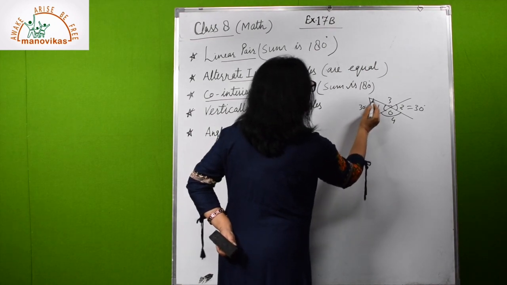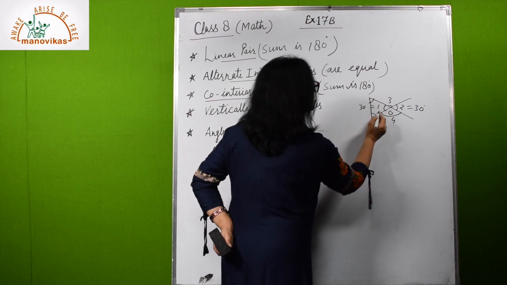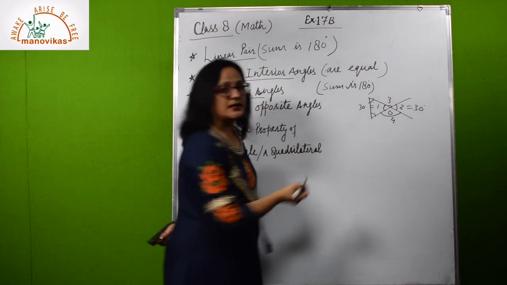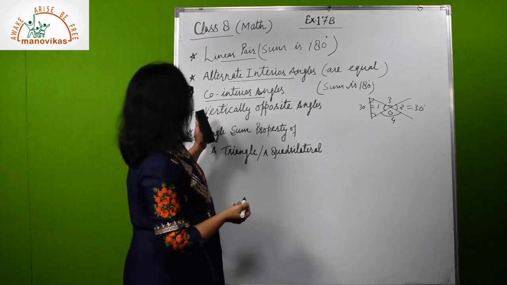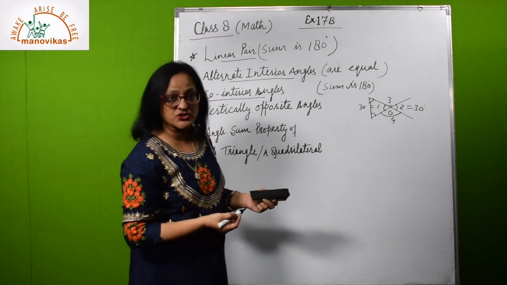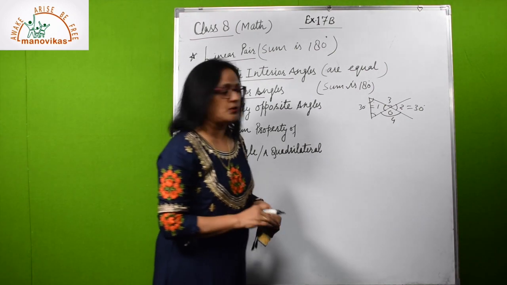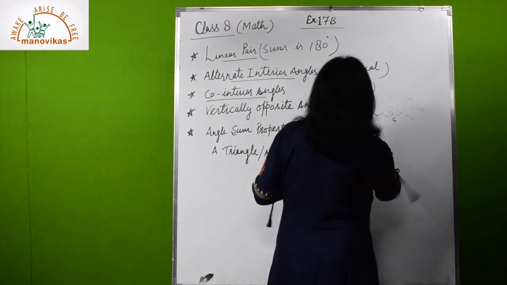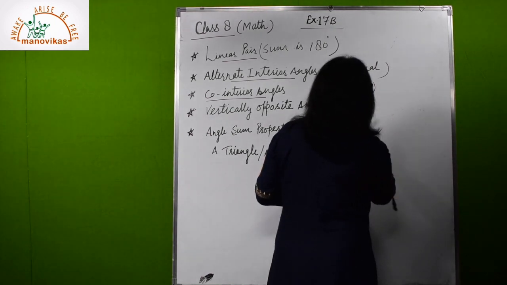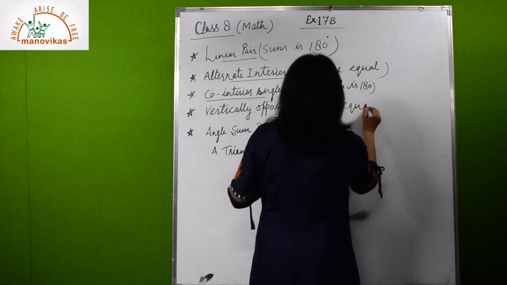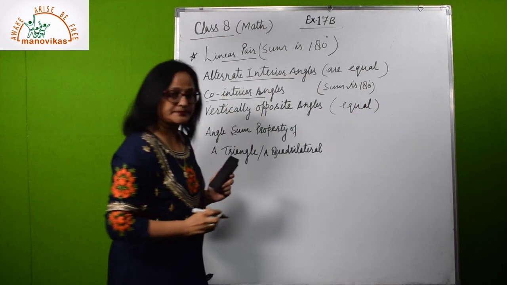So if any triangle is formed here, with the help of angle 1, you can find these two angles easily. So the fourth angle type that you will check in the given question is vertically opposite angle. And the vertically opposite angle property is they are equal. So here the property you will use is vertically opposite angles are equal.